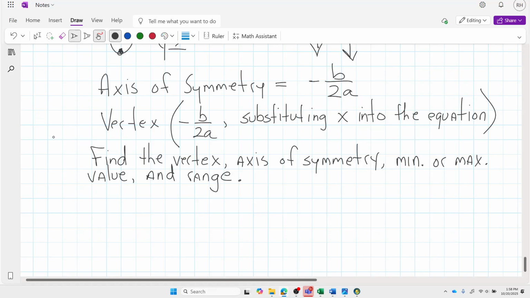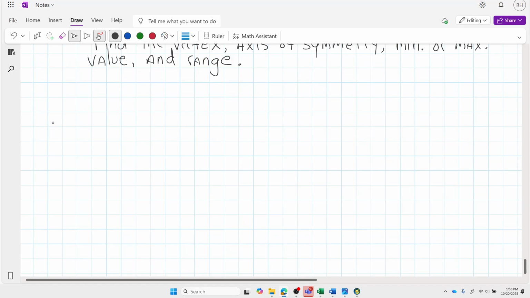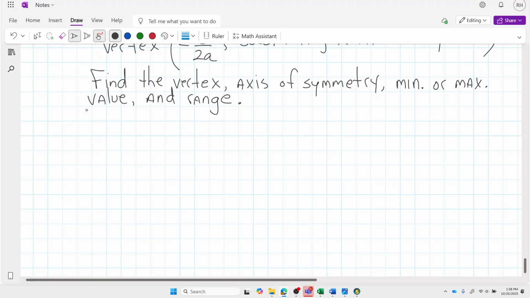So here's how this works. You've got a function y is equal to 2x squared plus 8x minus 2. The first thing that you do is you list your a, which is 2, your b, which is 8, and your c value.